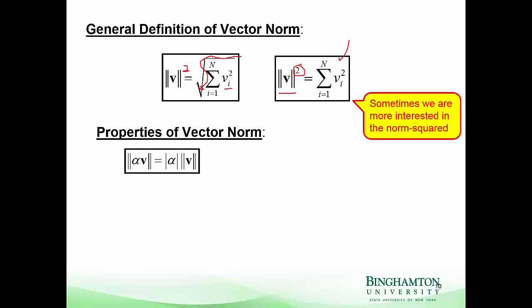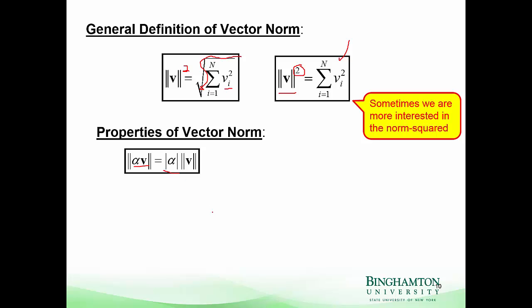So, some properties of the vector norm. Remember, this is just talking about the length of a vector. If I multiply a vector by alpha, we've already seen that alpha can flip-flop that vector, but it can also stretch it or scrunch it in length. And here is the mechanism by which it stretches and scrunches.